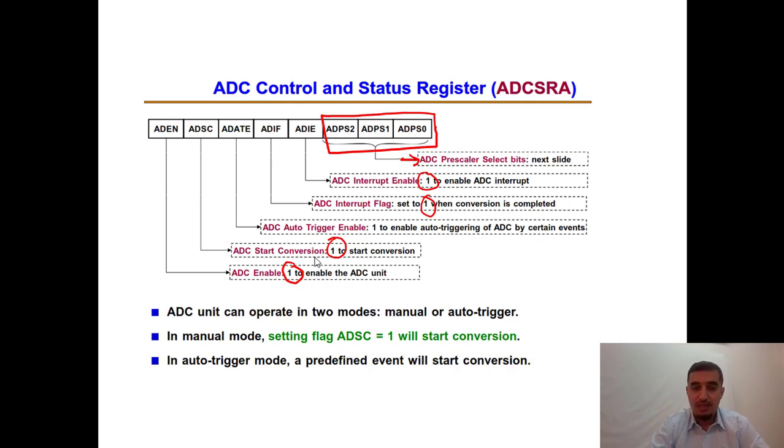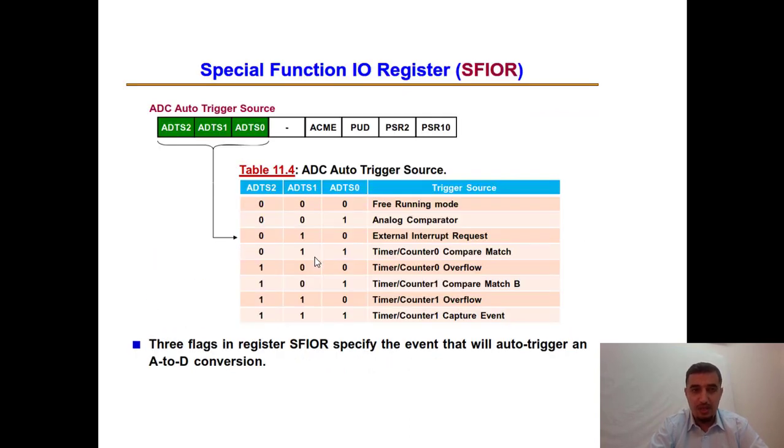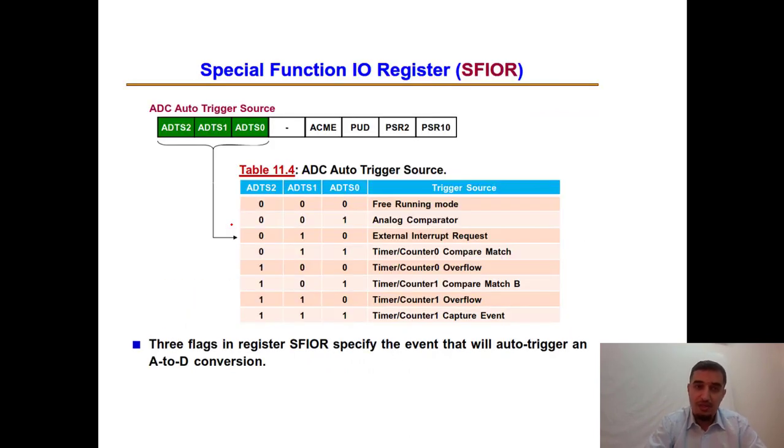So this is basically the analog to digital converter control and status register A. Again, this is the prescaler. Now we have the special function input output register. In the special function input output register, we can find the sources of this auto trigger. If you choose to have an auto trigger for your analog to digital converter, then you should go and set the special function input output register.